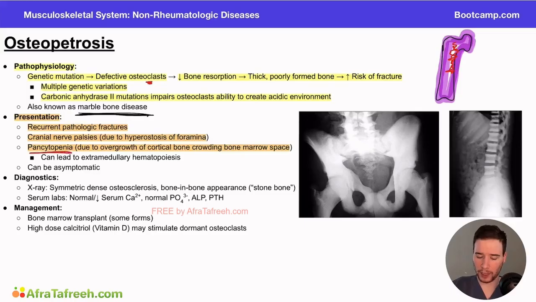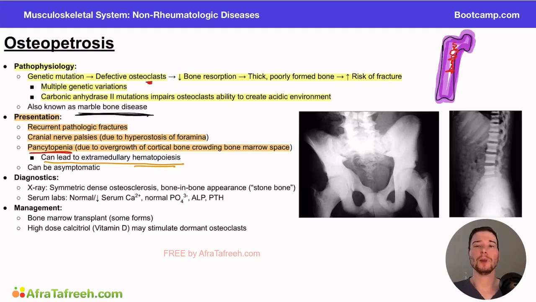This can also lead to extramedullary hematopoiesis. So essentially, areas in the body that don't typically form a ton of blood cells start to form those blood cells because of necessity. We need to form the white blood cells and the red blood cells, because we don't have as much bone marrow cavity space as we typically would in a healthy individual.